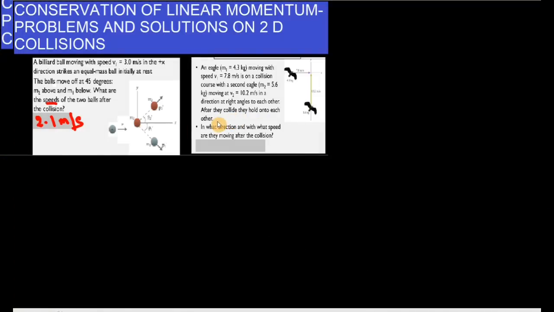So the second question says an eagle, this is the mass of the eagle, 4.3 kg, moving with speed v1 equals 7.8 meters per second, is on a collision course with a second eagle, m2 equals 5.6 kg, moving at v2, 10.2 meters per second, in a direction at right angles to each other. After they collide, they hold on to each other. The question says: in what direction and with what speed are they moving after collision?